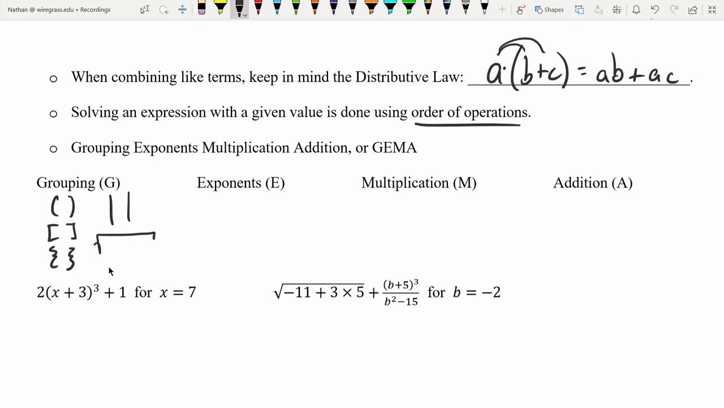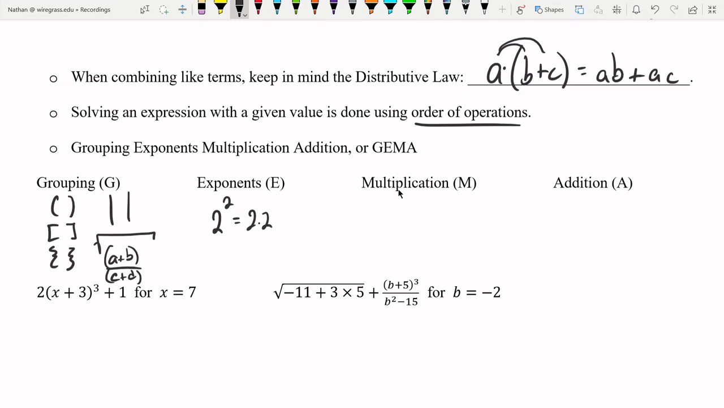And also the fraction bar. So if I had a over b, or I should say something like a plus b over c plus d, this fraction bar groups the top and the bottom together. So there's lots of grouping symbols that we understand in mathematics that we have to do first before we can do anything else. Exponents are, of course, what you think of. 2 squared equals 2 times 2, so 4.